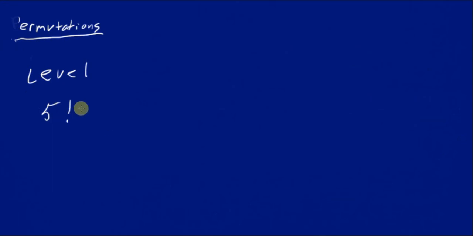And 5 factorial is equal to 120. So there's 120 different ways I can arrange these letters. However, if I were to interchange the e's, would it be distinguishable? So we want to say how many distinguishable ways can I rearrange the letters in level?